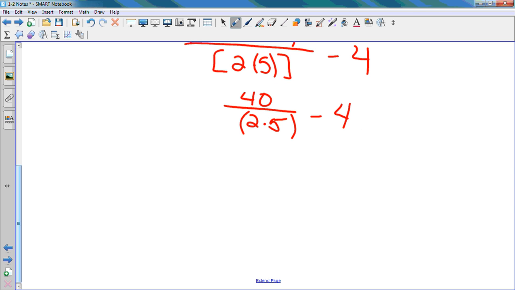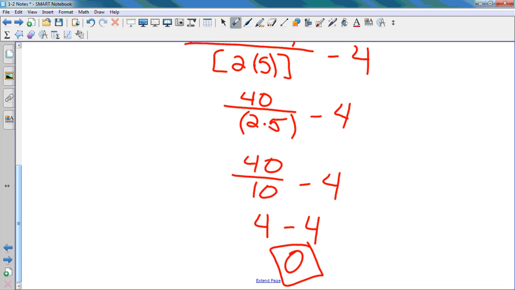Now, still inside parentheses, because of that big long division sign, I have 40, and then I do my 2 times 5. Now, by order of operations, I do division before I do subtraction. 40 divided by 10? 4. So I have 4 minus 4, which is the answer to that whole problem. Questions? So far, so good. Good? Okay, at least somewhat.